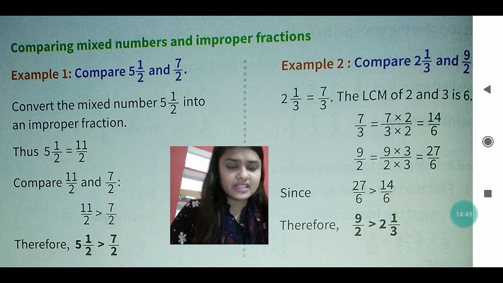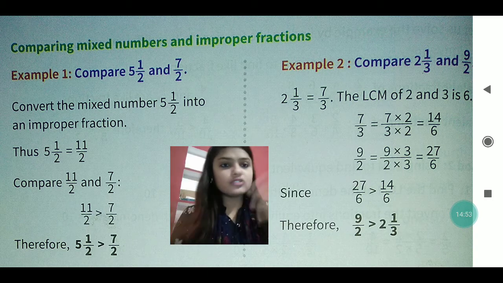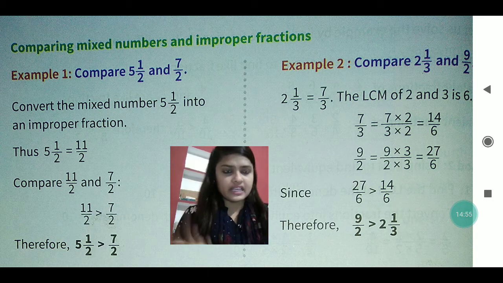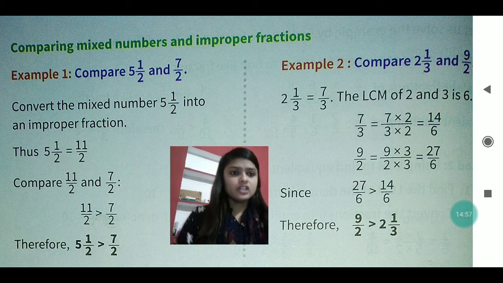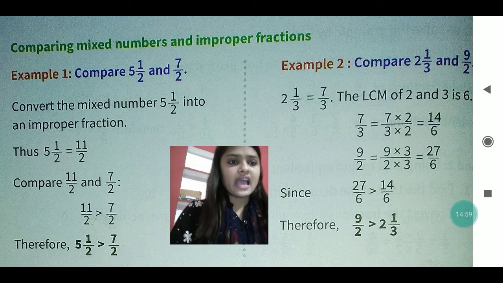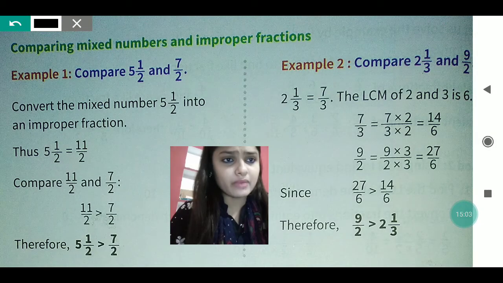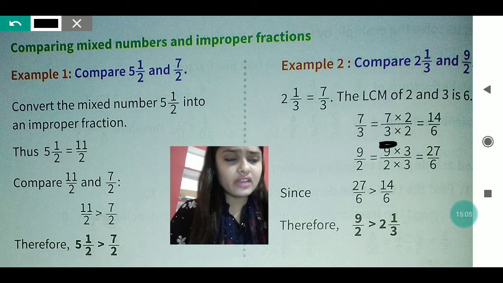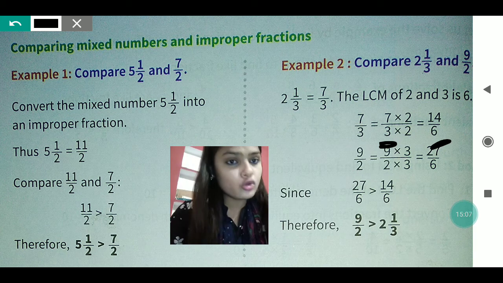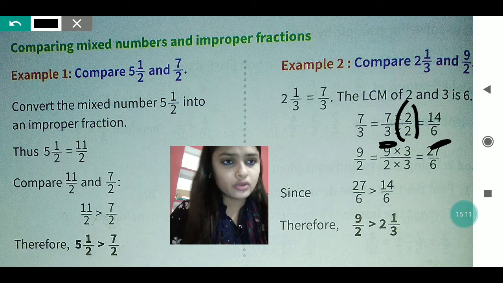Now 7 by 3 equals 7 into 2, because 6 you have already got as the denominator. So 6 you will write downside, and with what number will you multiply 3 to get 6? With 2, when I multiply 3, I get 6. So 3 into 2 is 6, and 7 into 2 is 14.